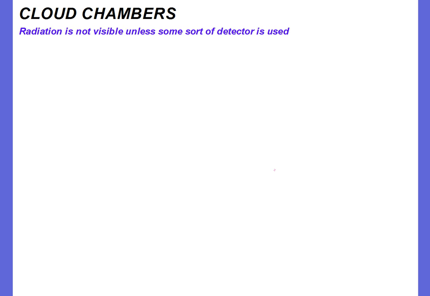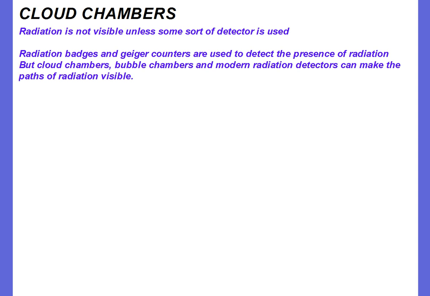A cloud chamber is a device that lets us see radiation, because radiation is not normally visible unless you use some sort of detector. Now, people who work in radiation industries often wear radiation badges, or they can use Geiger counters, and they'll just detect radiation. But other things like cloud chambers, bubble chambers, and modern radiation detectors cannot just detect radiation, but actually show the path of the radiation as well.